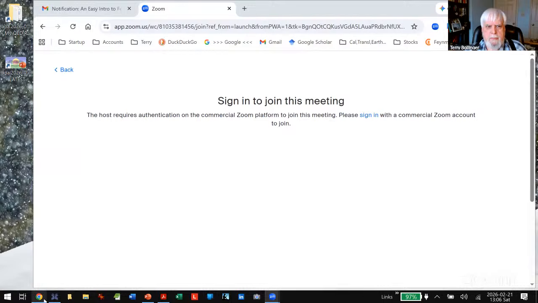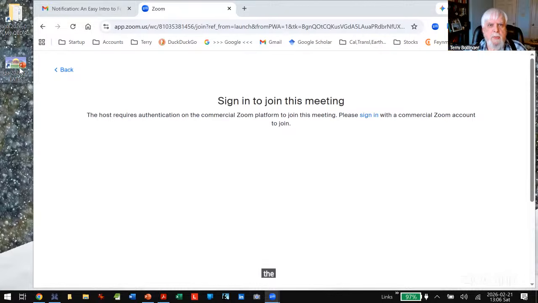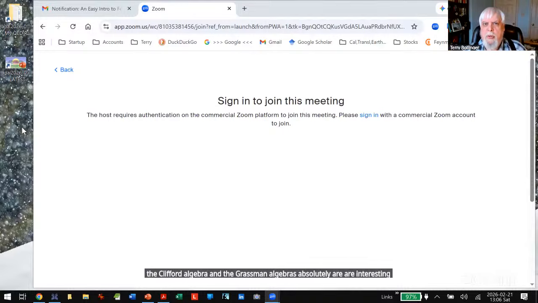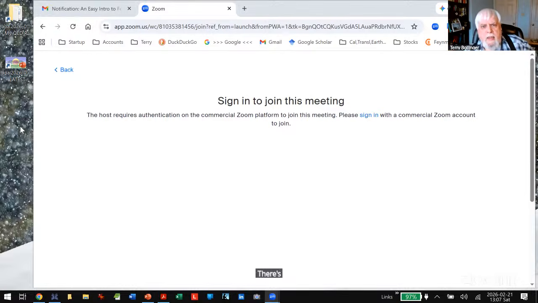I noticed George had a question earlier. He asked whether a more formal description might be vector area, like Grassmann or Clifford. The Clifford algebras and the Grassmann algebras absolutely are interesting, and I think better ways to approach some of this. Feynman, I think, was respectful of some of those mathematics. I am very fond of some of the Clifford algebras. I think they do a nice job of saying that there's more going on here than meets the eye, and you get some interesting connections.